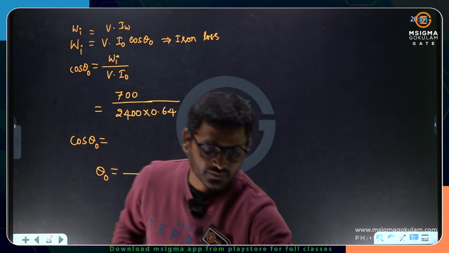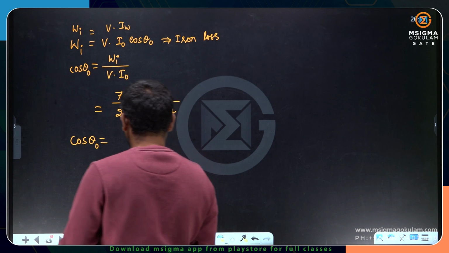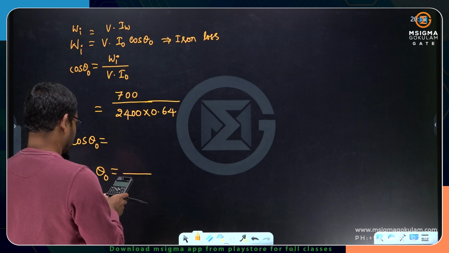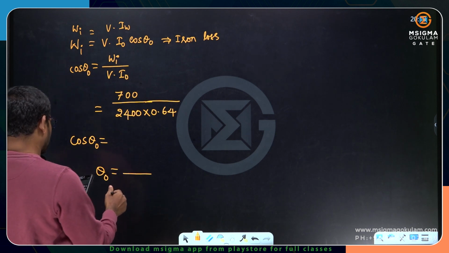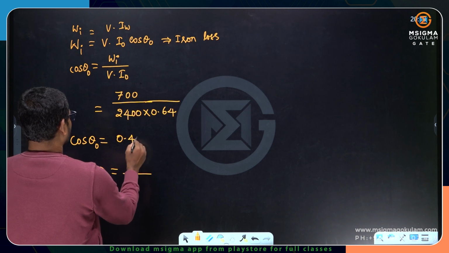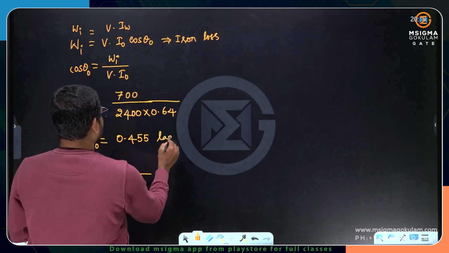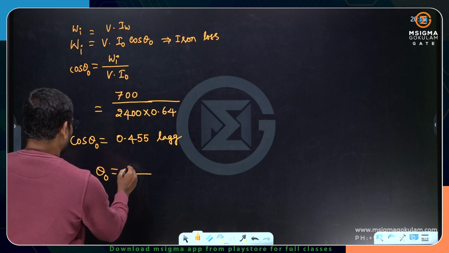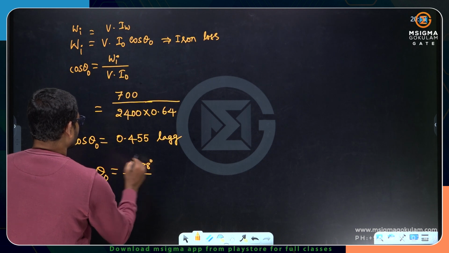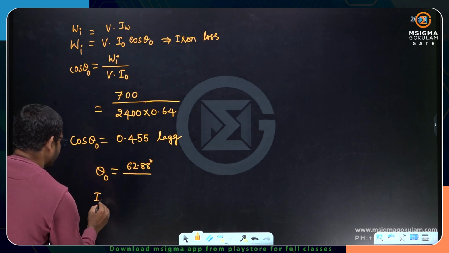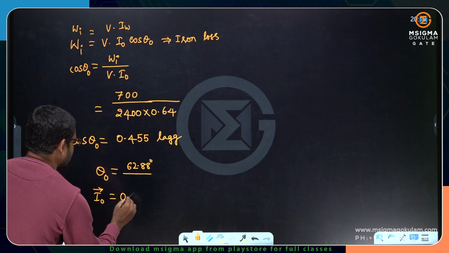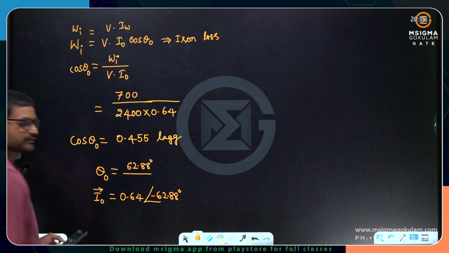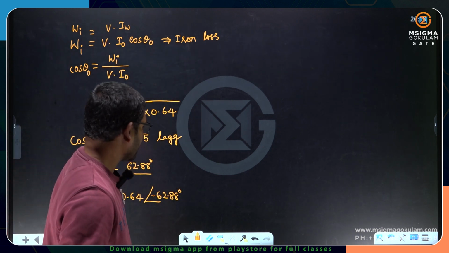So can you tell me what could be the possible answer here? If you calculate 2400 into 0.64 and 700 divided by this answer, I am getting around 0.455 lagging. Now cos inverse of this answer, 0.455 lagging, will be around 62.88 degrees. So I can represent I naught as 0.64 at an angle of minus 62.88 degrees. Now if you draw the phasor diagram, you will understand.